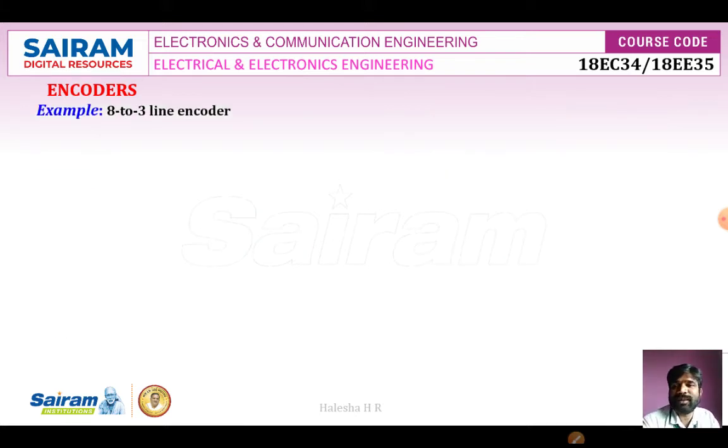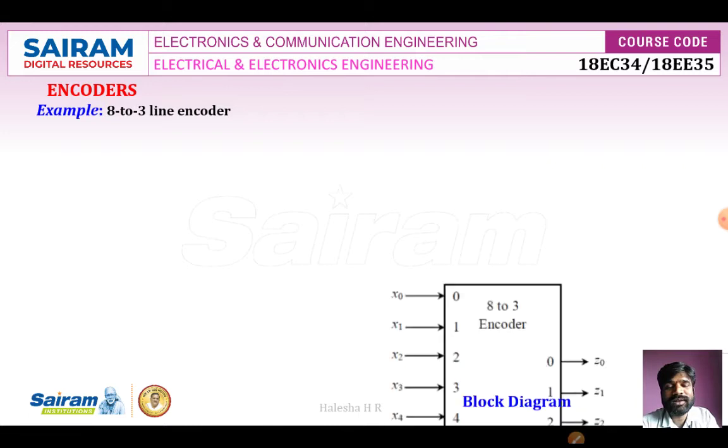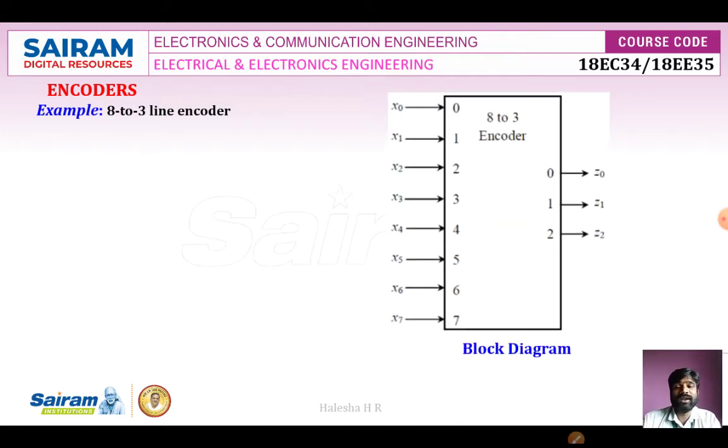Let's see an example: the 8 to 3 line encoder, that means 8 inputs and 3 outputs. If you say decoder, it is 3 to 8 decoder. If it is encoder, it is 8 to 3 encoder, the inverse of decoder. See the block diagram. There are 8 inputs, 0 to 7, to which we connected x0 to x7. x0 is LSB, x7 is MSB. The output side has 0 to 2, connected to Z0 to Z2. Here Z0 is LSB and Z2 is MSB.